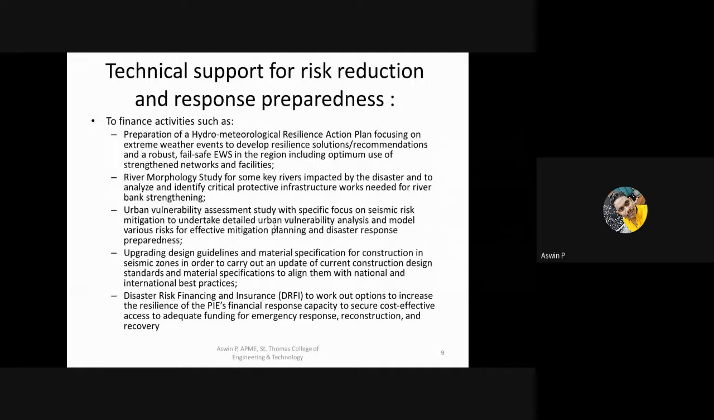In some areas, due to weather conditions or disaster, the telecommunication lines may fail. In such a situation, we need to shift our connection to another service. If we are using Jio or Airtel, we should be able to transfer those calls to Idea, which is available in that local area. In most cases, BSNL will give good results because they have multiple towers in that local area. So we should be able to shift our things. And next one is river morphology study for areas impacted by disaster, to identify critical protective infrastructure works needed for the river. We need to focus on river morphology.